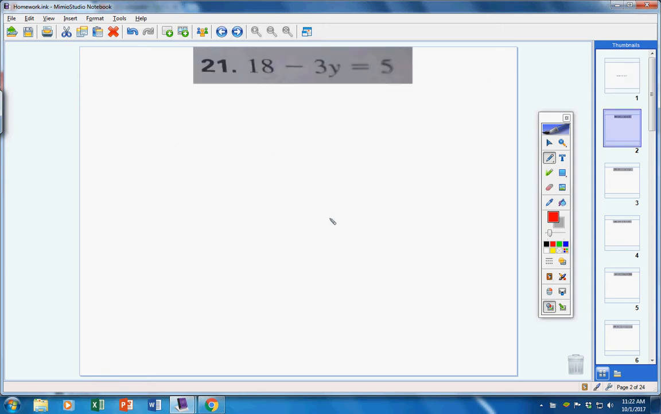Number 21, step 1, simplify both sides. Next, eliminate fractions. Next, constant terms to one side, variable terms to the other. So negative 3y equals negative 13. Divide both sides by negative 3. These cancel. And I believe in this section, they want your answers in decimals. So 13 divided by 3 is 4.3 repeating. And it would be positive because a negative divided by a negative is a positive.